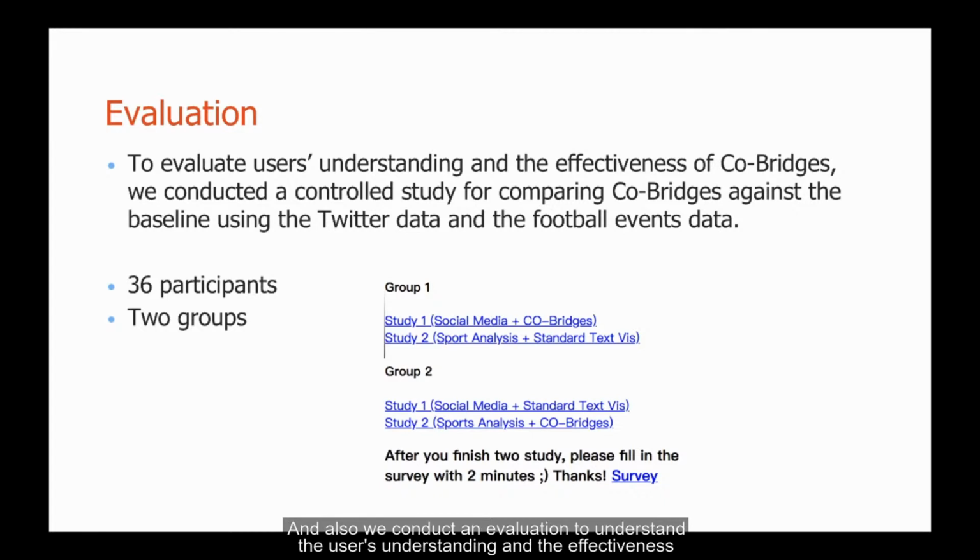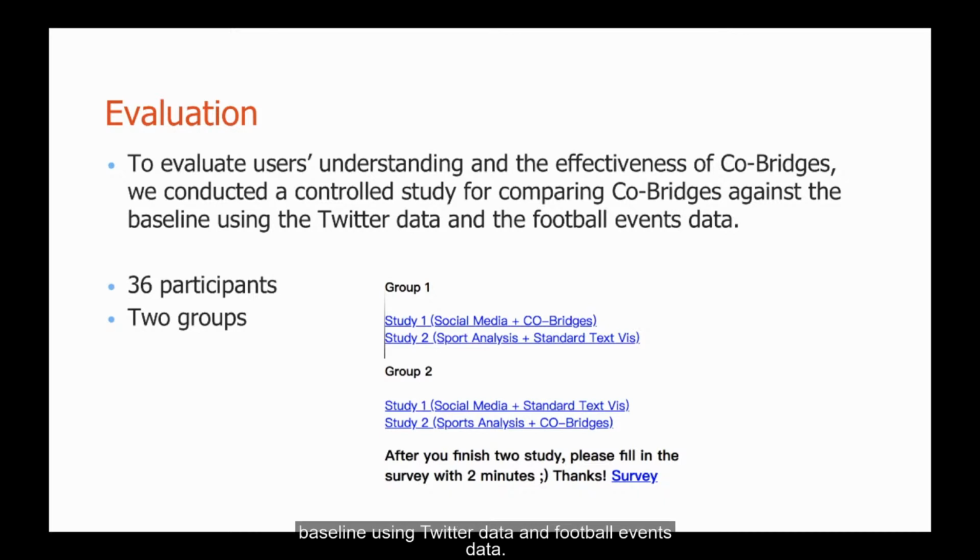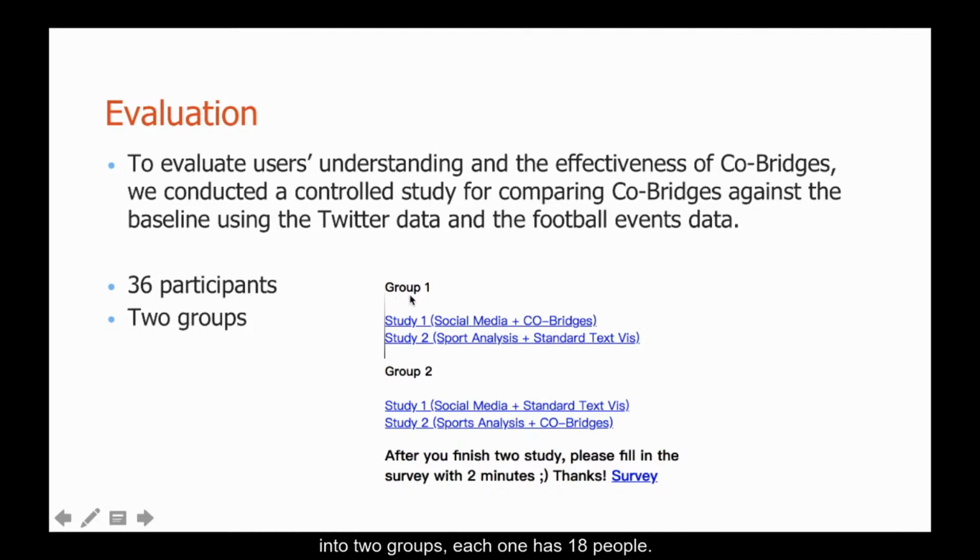We also conduct an evaluation to understand the users' understanding and the effectiveness of the CodeBridges. We conducted a controlled study comparing CodeBridges against the baseline using Twitter data and football events data. We recruited 36 participants and subdivided them randomly into 2 groups. Each has 18 people, and both of them do 2 studies, 1 dataset with 1 metaphor.